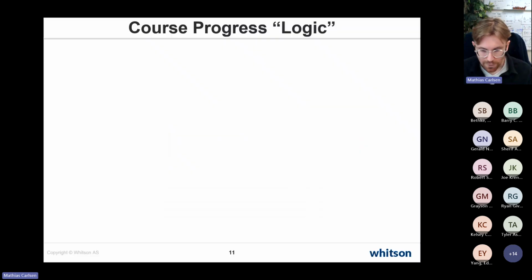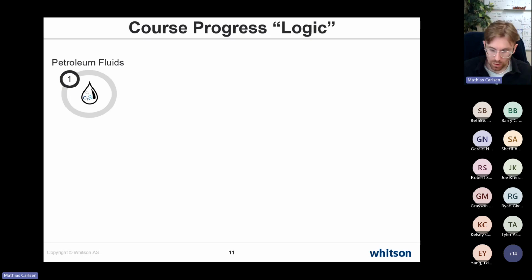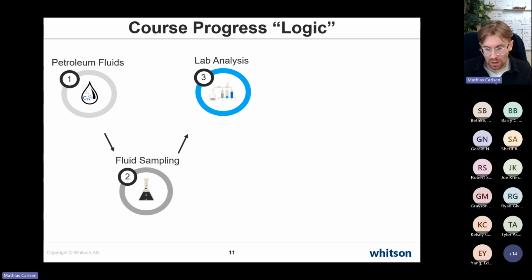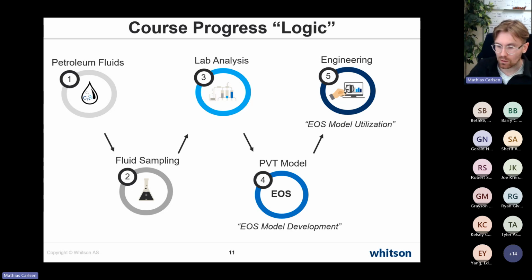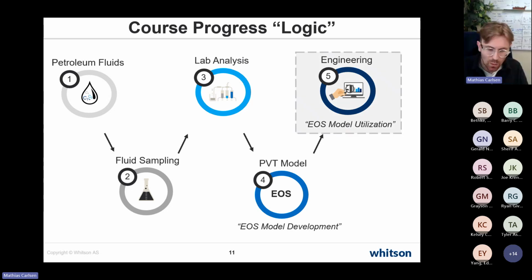The course contents, and the way we structure the course today, is to follow what we call the PVT value chain, if you like. We're going to start with petroleum fluids. We're then going to sample those petroleum fluids and send those to a laboratory. Then we're going to develop a model and use that model in engineering calculations. And this is really where you as an engineer will spend most of your time utilizing these PVT models in day-to-day work, whether that's for reserves estimation, RTA, could be PTA, simulation, bottomhole pressure calculations, you name it.